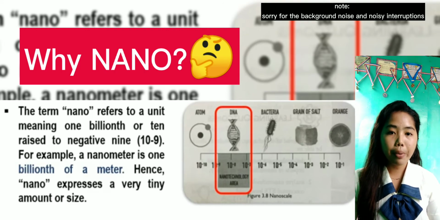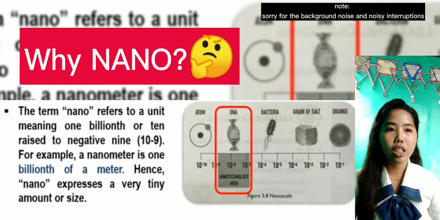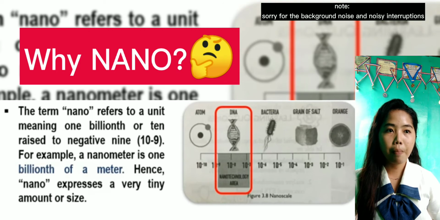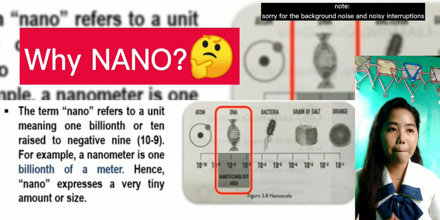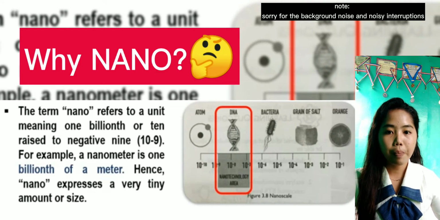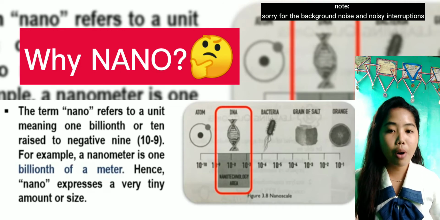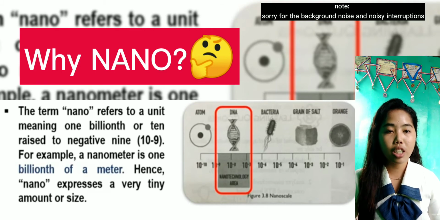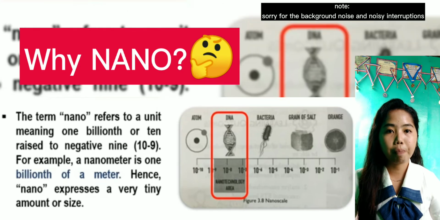A sheet of paper is about 100,000 nanometers thick. A strand of human DNA is 2.5 nanometers in diameter. There are 25,400,000 nanometers in 1 inch. A human hair is approximately 80,000 to 100,000 nanometers wide. A single gold atom is about a third of a nanometer in diameter.